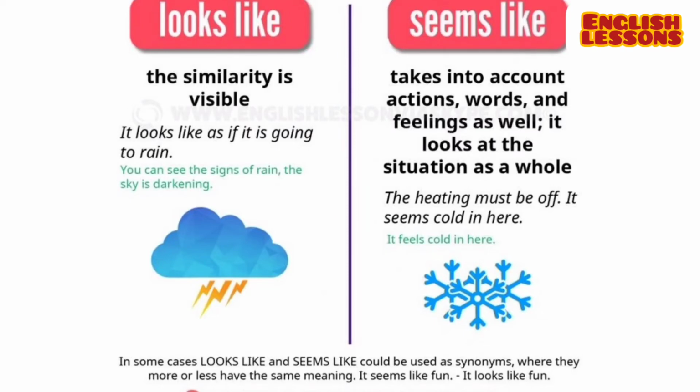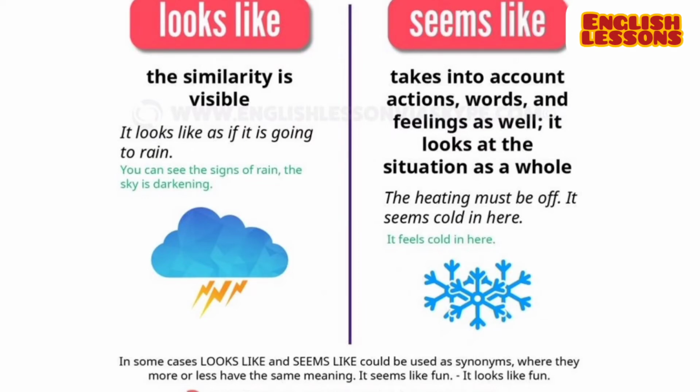It looks at the situation as a whole. For example, it looks as if it is going to rain. You can see the signs of rain. The sky is darkening.